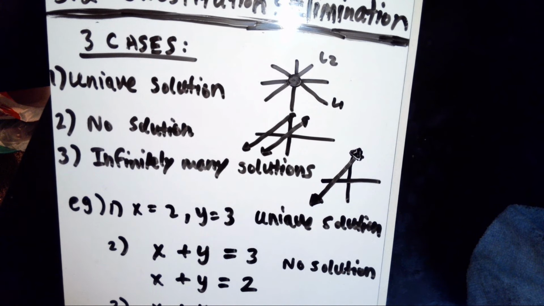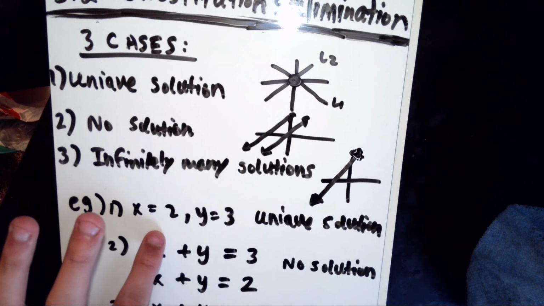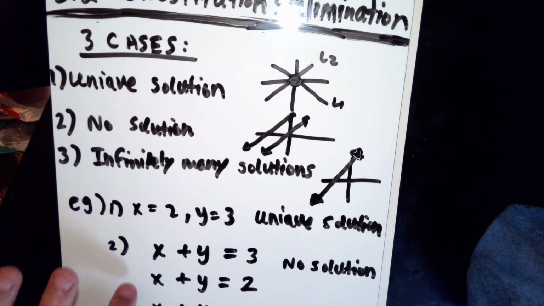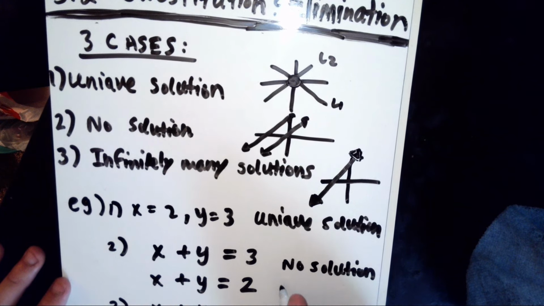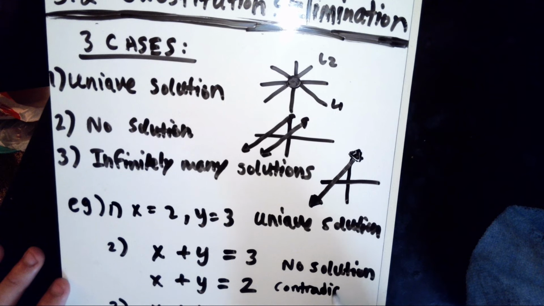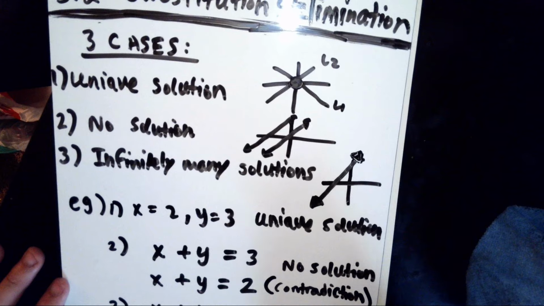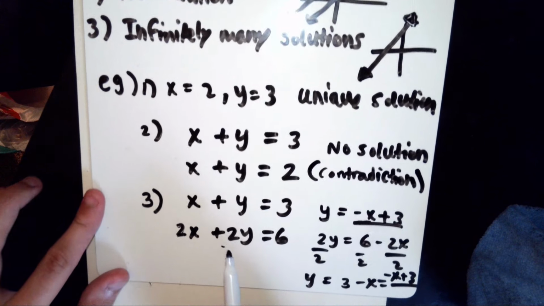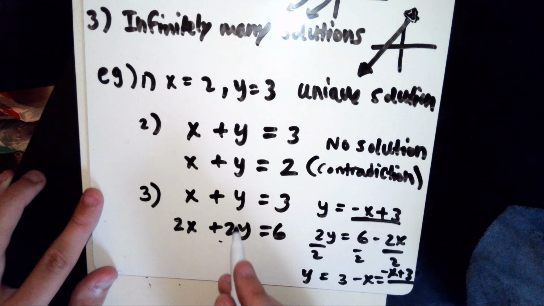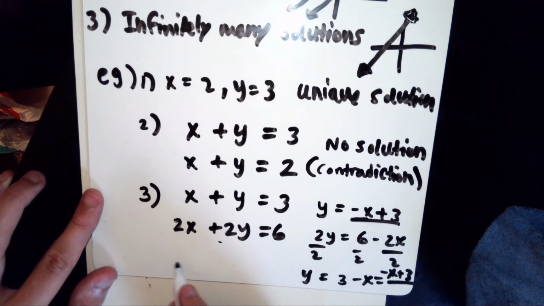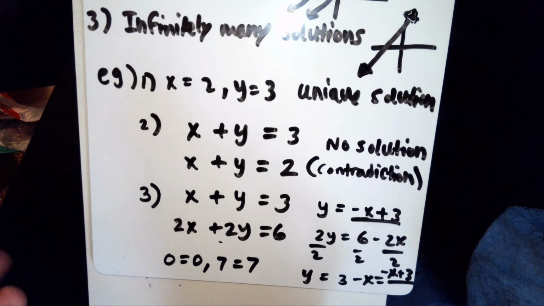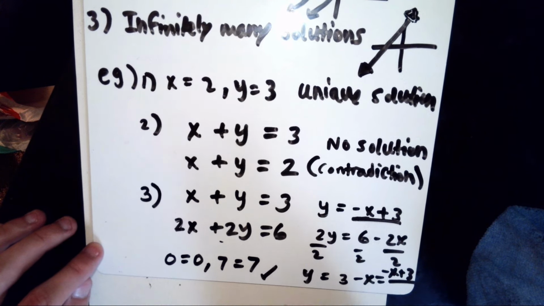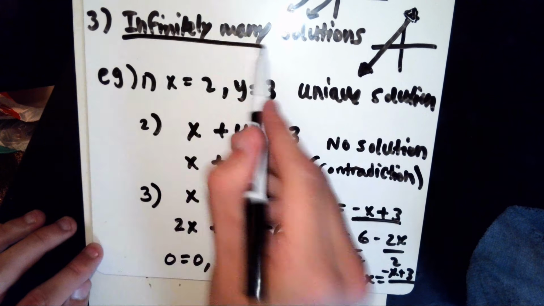And then algebraically, you have a unique solution if you solve the system and just get one nice answer. There's no solution when you end up getting something that's a contradiction. So this is a contradiction. And lastly, if you end up solving a system and they're multiples of each other, or in other words, at the end you get some kind of trivially true statement like 0 equals 0, or say 7 equals 7, if you end up at a spot like this, that means that there's infinitely many solutions.